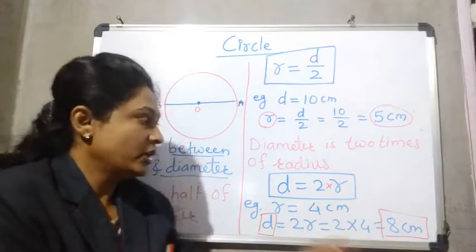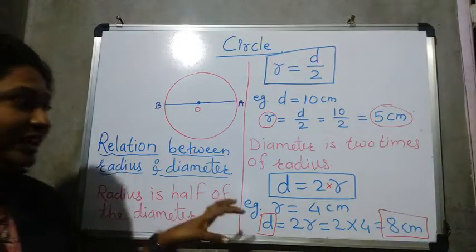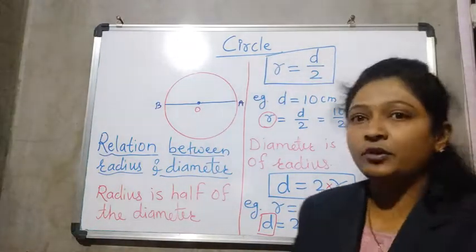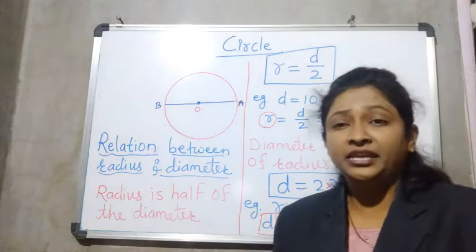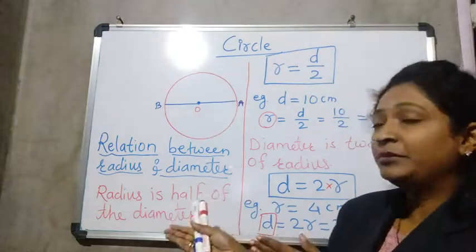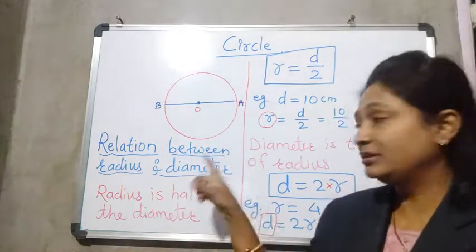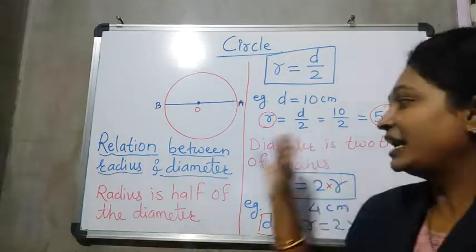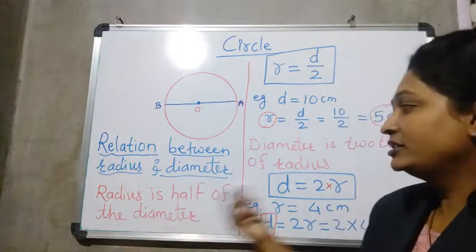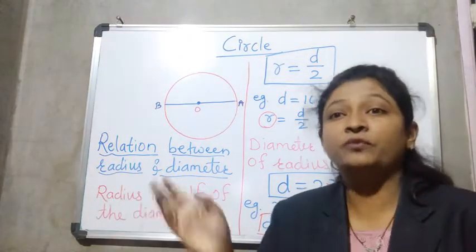Okay, so understand students the relation between radius and diameter. It is a very important relation. Why? Because whenever you are finding the area or circumference of a circle, sometimes they give you the diameter and you have to find the radius. So you should know the relation of diameter and radius. Then only you can find the next area or circumference. Or sometimes they give you the radius and you have to find the diameter.